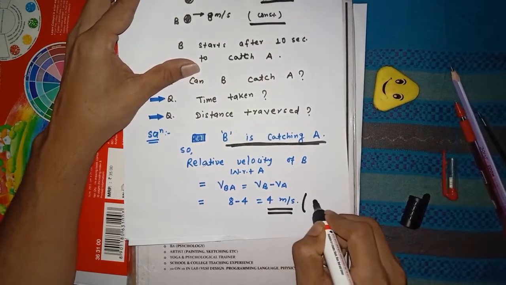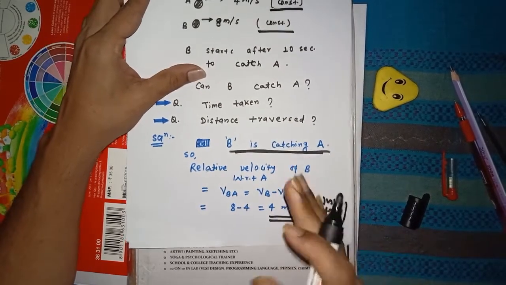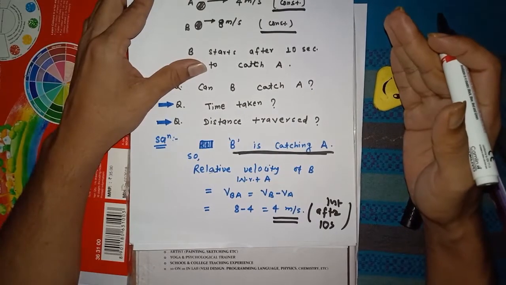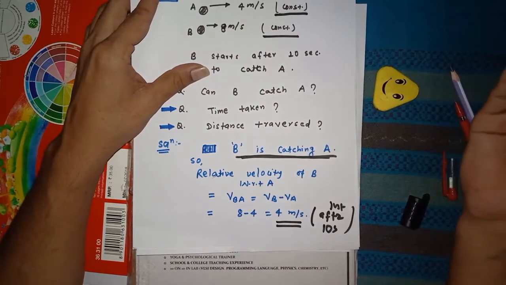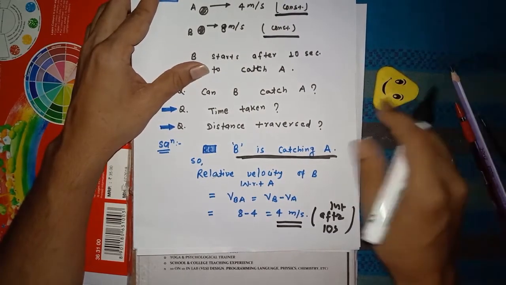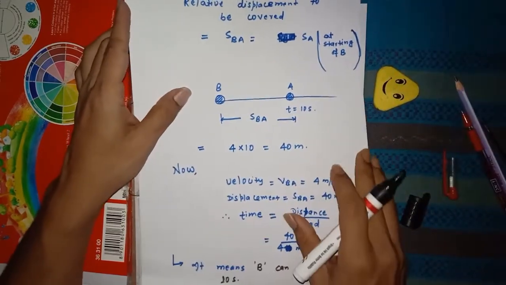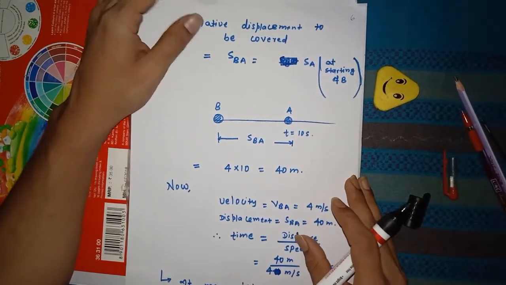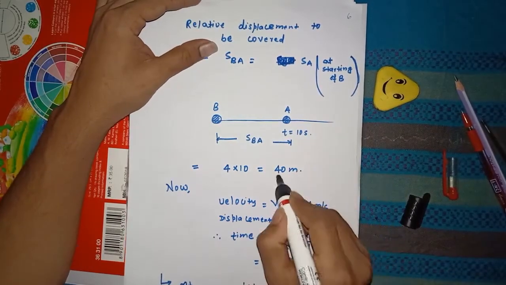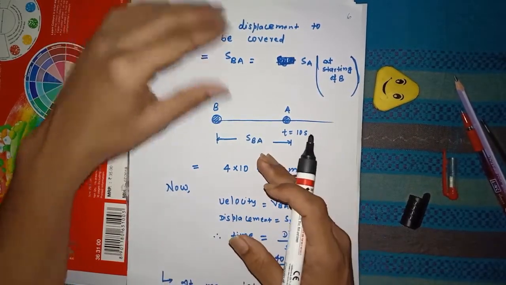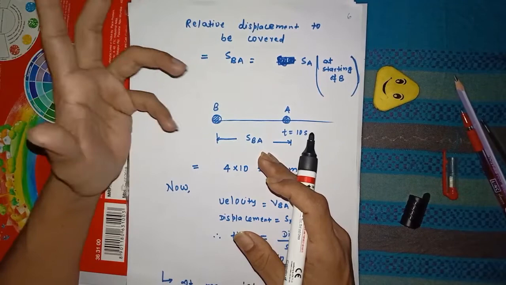But it is actually 4 meter per second only after 10 seconds, because B is not moving before 10 seconds, and in those 10 seconds A is moving and covers some distance. So the initial relative displacement between A and B is SBA. In 10 seconds A covers 40 meter, so the relative displacement between police and thief is 40 meter. Have you got my point?